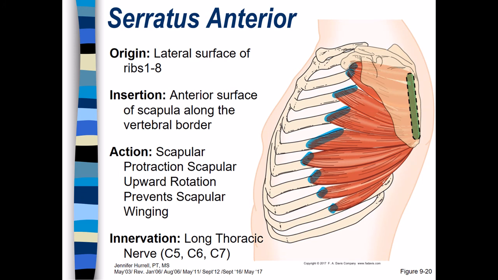Serratus anterior, origin, lateral surface of ribs 1 through 8. Insertion, anterior surface of the scapula along the vertebral border. So kind of try and thread it through here like this. Right, so it actually passes between the scapula and the rib cage. I just can't thread the band right through there, but it looks something like that. So as the serratus pulls the vertebral border toward the origin here on the ribs, can you see how the scapula is going to move in that direction?